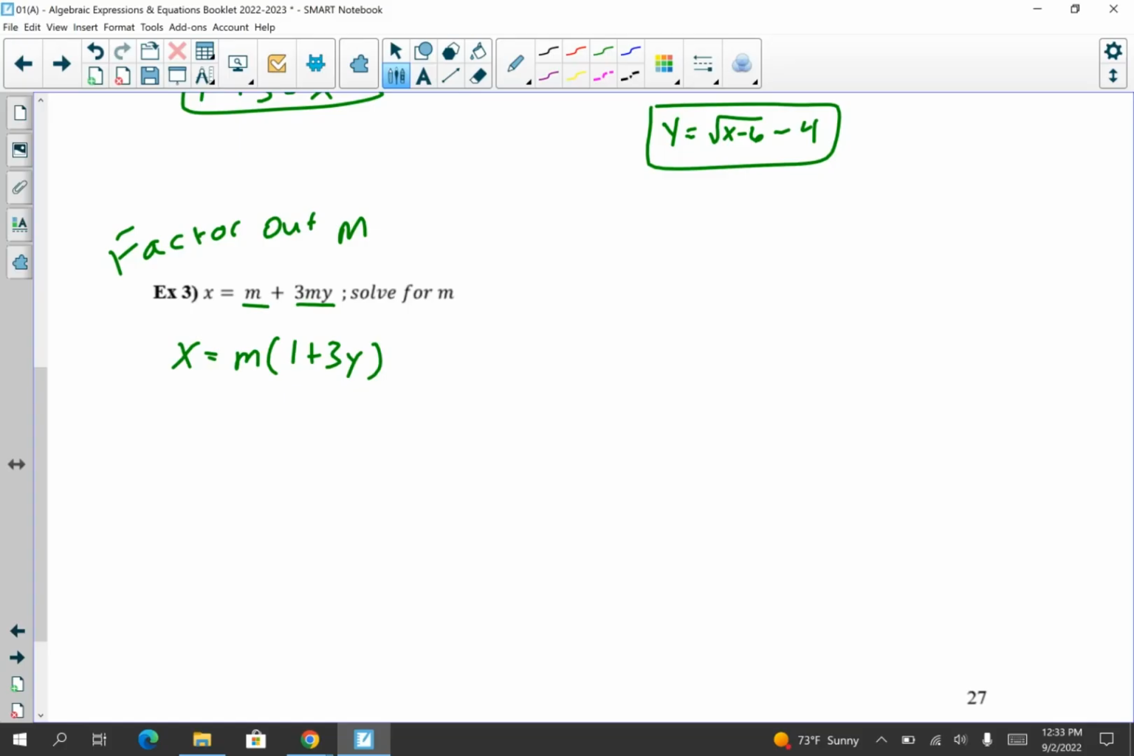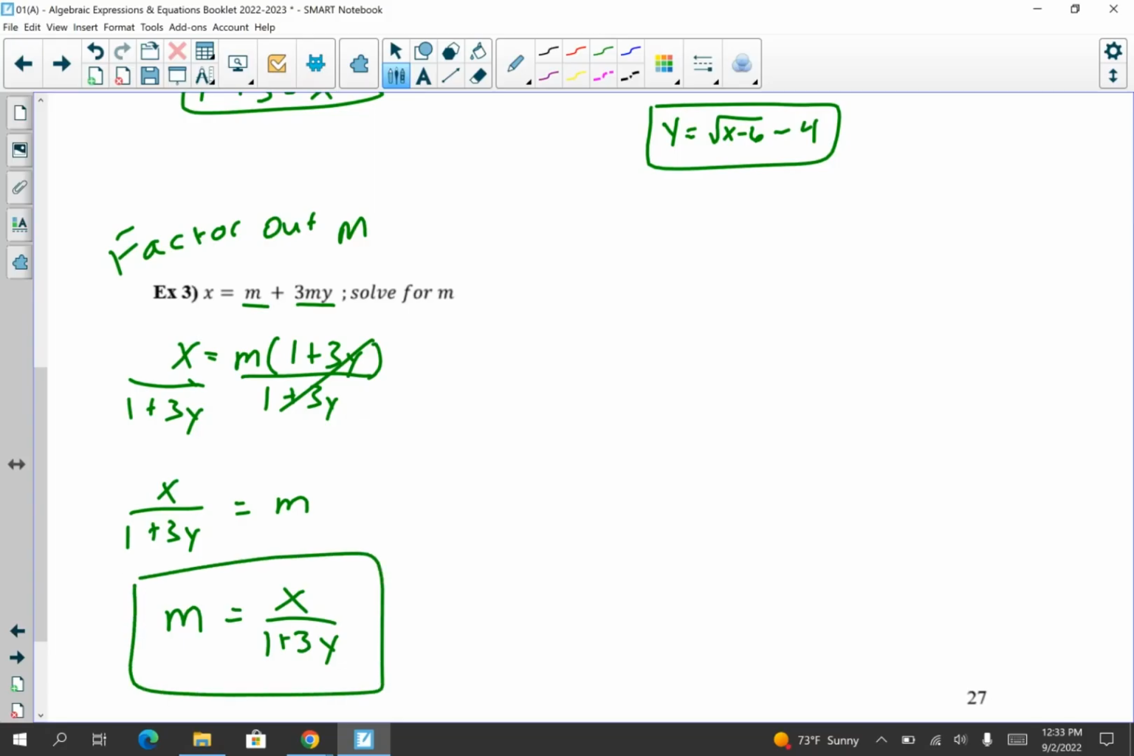Now we should notice inside those parentheses, there's no m anymore. That's being multiplied to the m on the outside. So to undo that, I'm going to divide both sides by the 1 plus 3y. So it cancels on the right. And then on the left, I'm just going to have x over 1 plus 3y equals m. So m equals x over 1 plus 3y. It's the first time we're seeing factoring being used that way, so it's okay if it's a little uncomfortable. It's just something you have to adjust to, a way to get that m out of the both terms, and then we can divide.